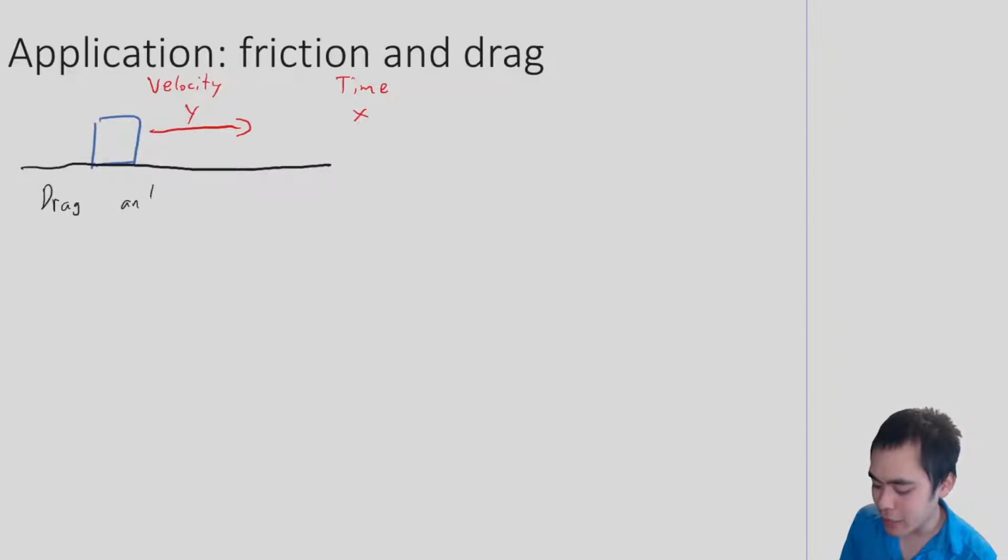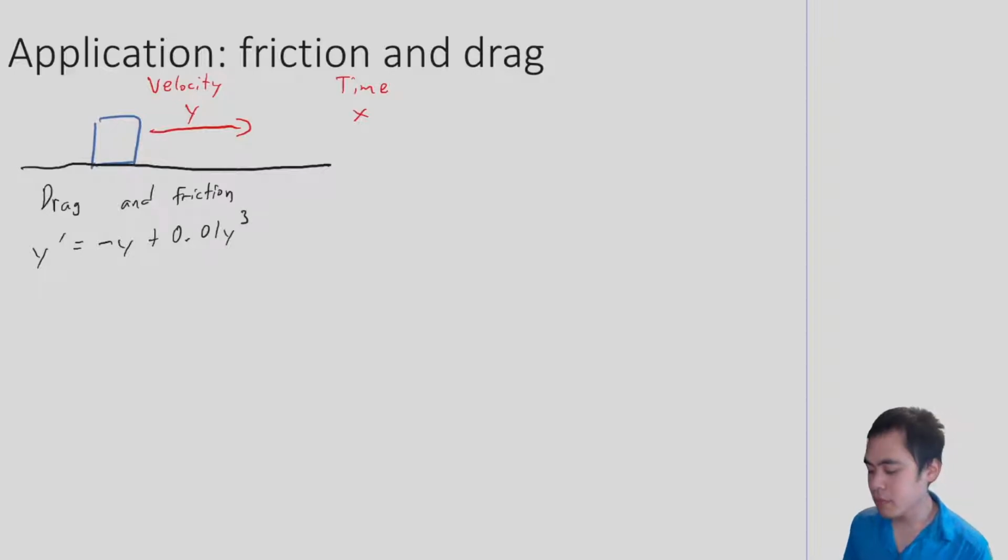So we have both drag and friction. And one model of both drag and friction is y prime is equal to minus y plus 0.01 y cubed. Drag is weird, some third order effect. But in this particular case, we're going to assume that the friction is the minus y, and so this is some model for the velocity as a function of time. And y prime is the acceleration here, because it's the derivative of velocity. So we have this model of drag and friction: y prime is equal to minus y plus 0.001 y cubed.